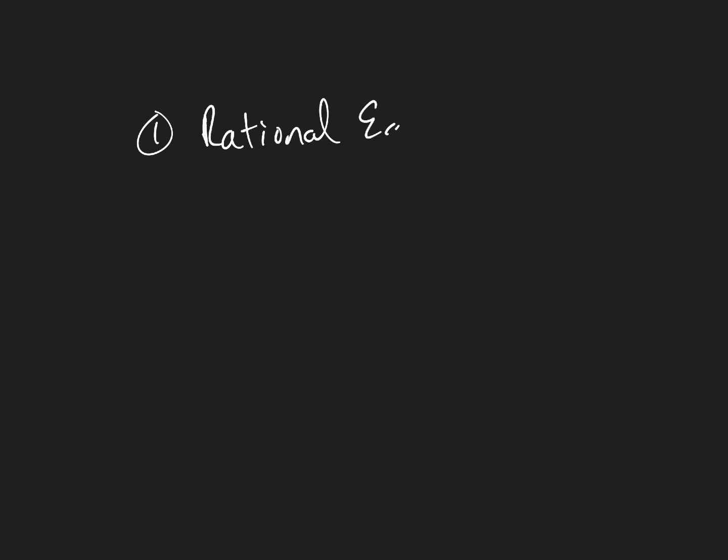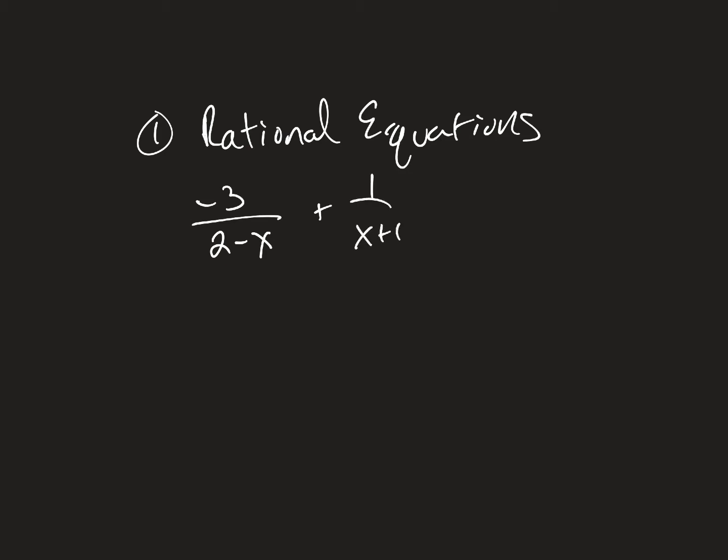So let me come up with an example and we can go from there. And then we can talk about the steps to solving these types of problems. So if we have here, let's start with, let me say, -3 over 2 minus x plus 1 over x plus 1 equals 3 over x squared minus x minus 2. By the way, feel free to pause the video if you want to try this on your own first.